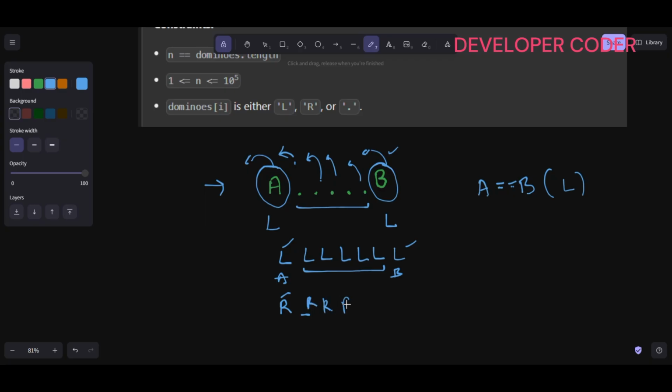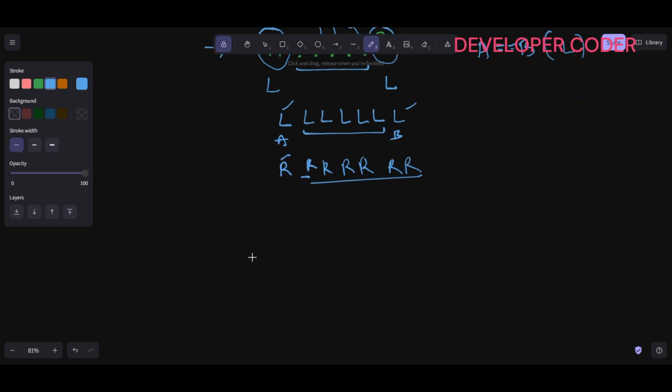So all are going to fall in the right direction in between, okay. So this is the first case. Now there is one more case.